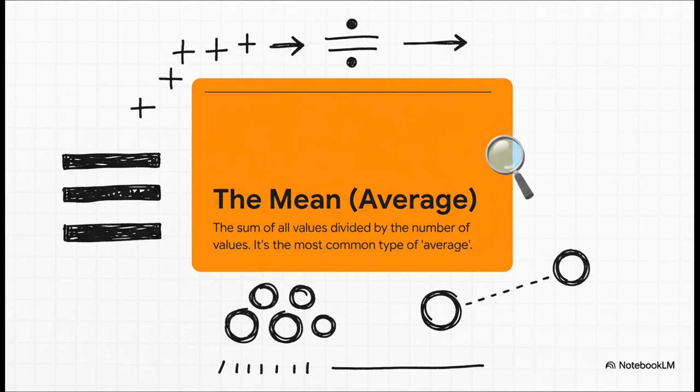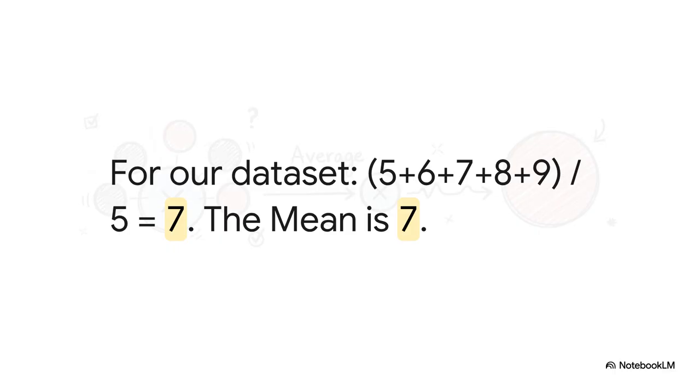Super simple. You just add up all the values in your list and then divide by the number of values you have. So, for our little data set, we add 5 plus 6 plus 7 plus 8 plus 9. That gets us to 35. We divide that by the 5 numbers we have, and boom, the mean is 7. Easy enough, right? It's sitting right there in the middle.